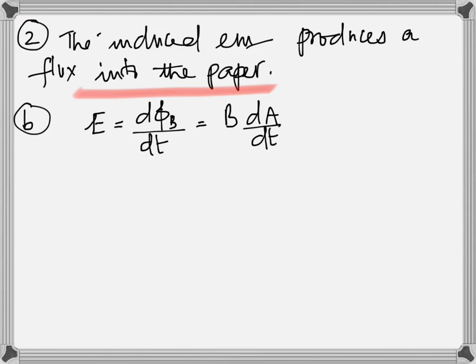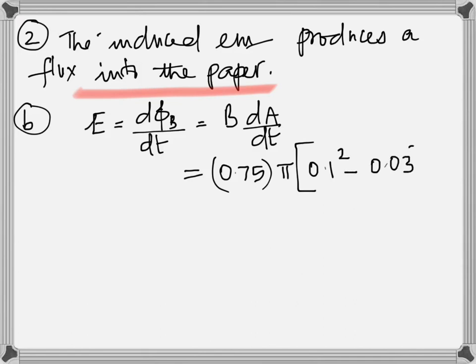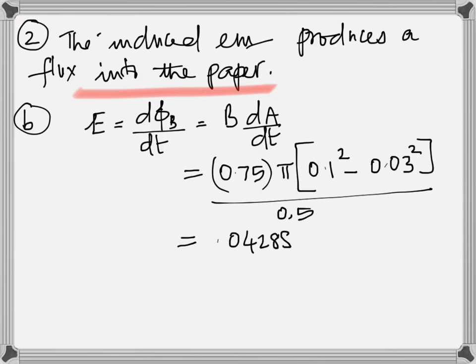Well, it's dΦB by dt, just taking the magnitude. That's B dA by dt, because the magnetic field strength is constant. So 0.75 times pi multiplied by 0.1 minus 0.03, 20 by 2, right? So the diameter changed in meters. Divided by 0.5, because that took place in 0.5 seconds, and the answer is 0.04288 volt.